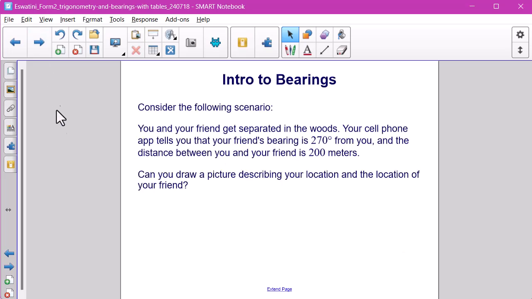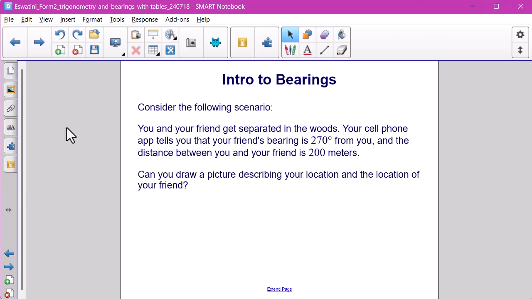Introduction to bearings. Consider the following scenario. You and your friend get separated in the woods. Your cell phone app tells you that your friend's bearing is 270 degrees from you, and the distance between you and your friend is 200 meters. Can you draw a picture describing your location and the location of your friend?